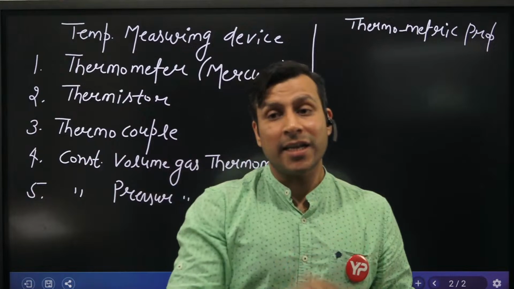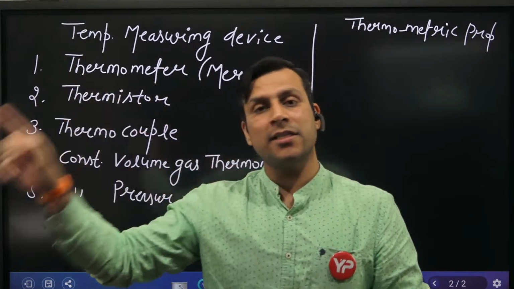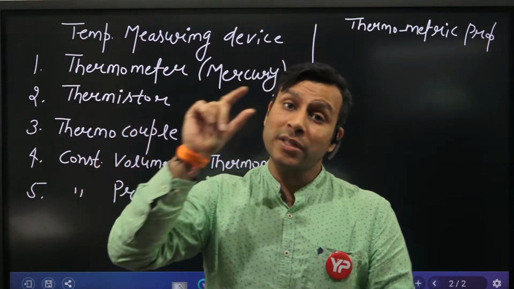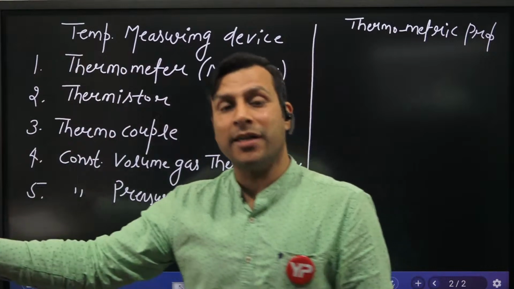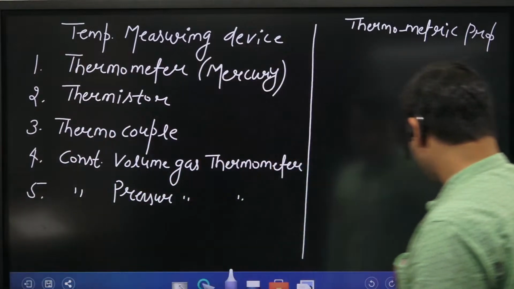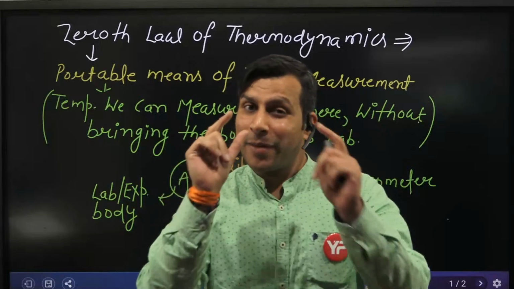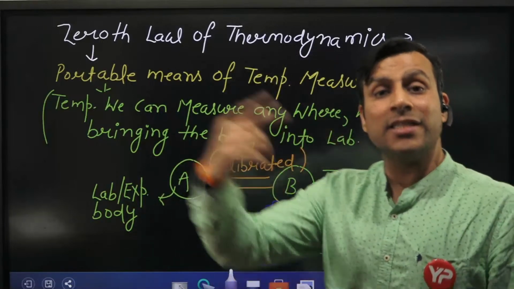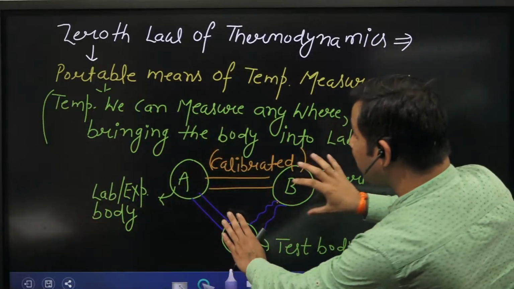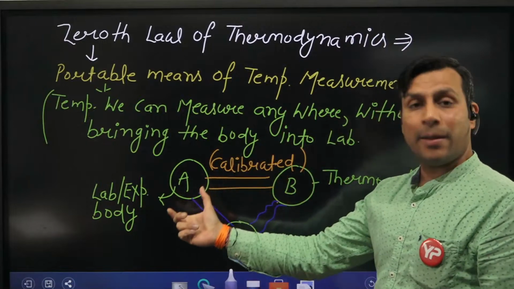But how can we say that if this is the height rise, this is the temperature? How can we say that? Because that height rise is calibrated with the lab body, guys. This you need to understand. Actually we are measuring the height rise only, but by measuring the height rise, we can say this is the temperature. Why? Because we calibrated that height rise with the lab body.